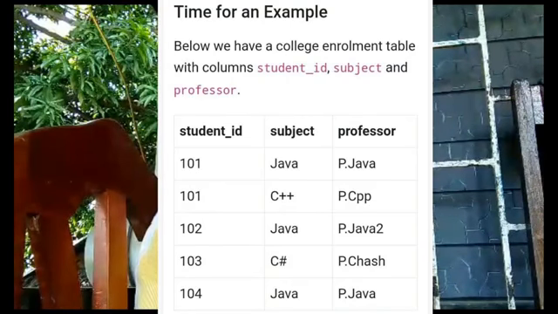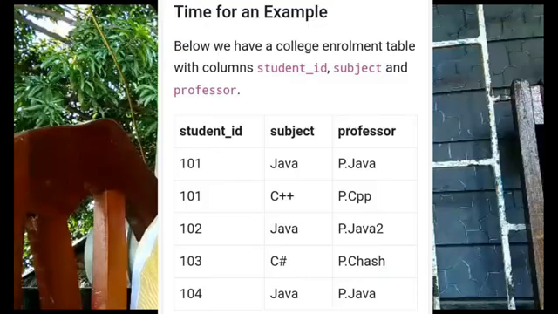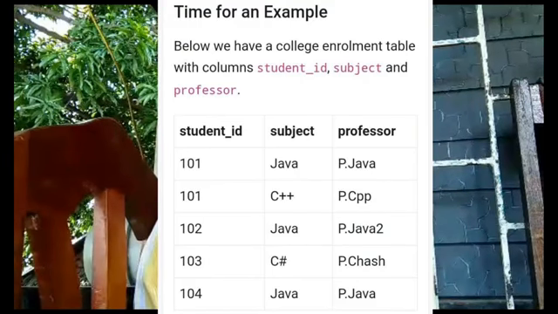For example, the student with student ID 101 has opted for subjects Java and C++. For each subject, a professor is assigned to the student, and there can be multiple professors teaching one subject, like we have for Java. In the table, student ID and subject together form a primary key, because using student ID and subject, we can find all the columns of the table.